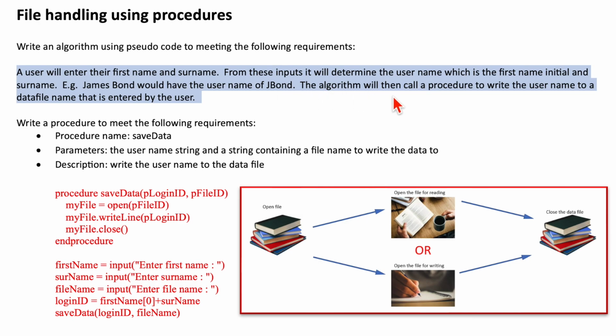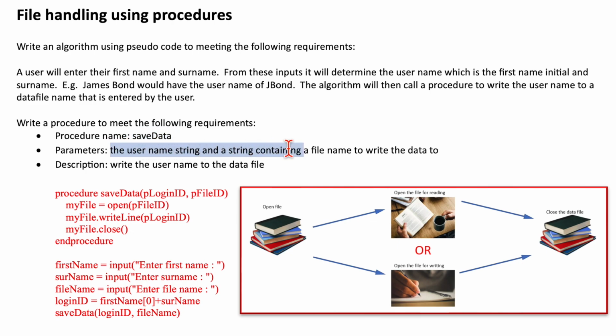The algorithm will then call a procedure to write this username to a data file that is entered by the user. So let's take a look now at the details of the procedure. The name of the procedure is to be called save data. The parameters that are required by this procedure are the username and the name of the file to write that data to. So a description would be to take the username and write it to the given data file.